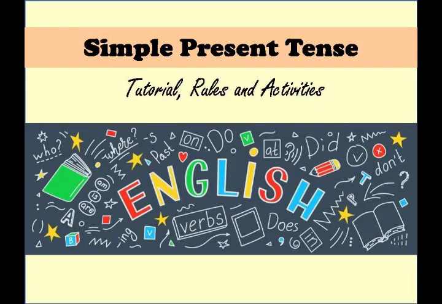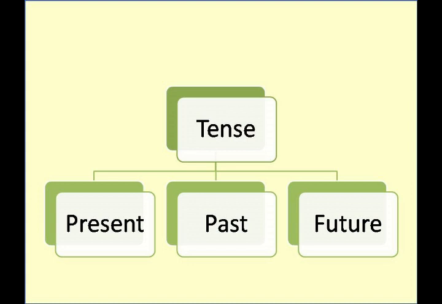Today we are going to learn about the tenses. Basically there are three parts of tenses, and when we speak sentences we always denote time as an important factor. Tenses are related to time. When we speak about something in the present, we use present tense. When we speak about something in the past, we use past tense.